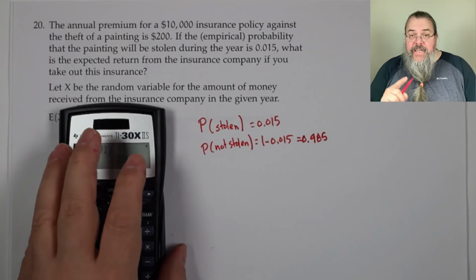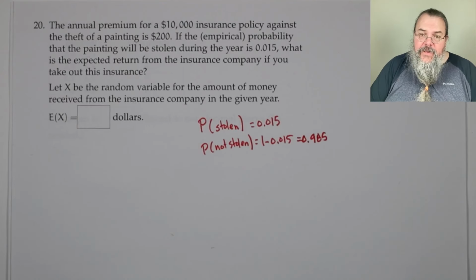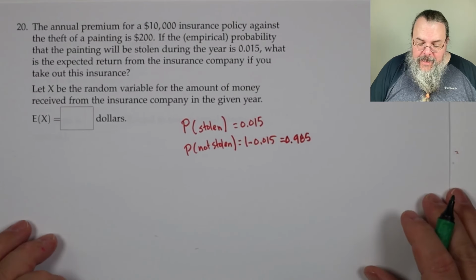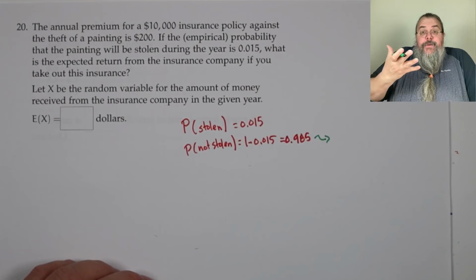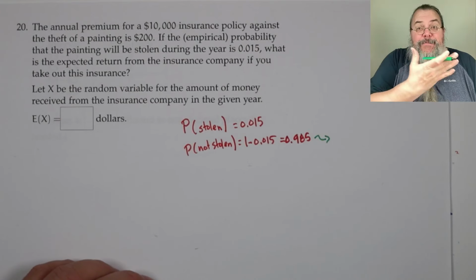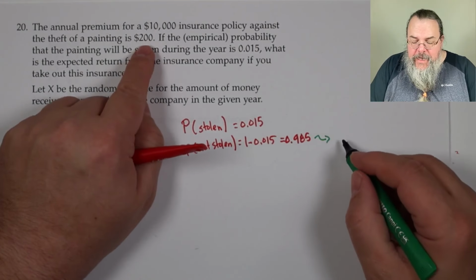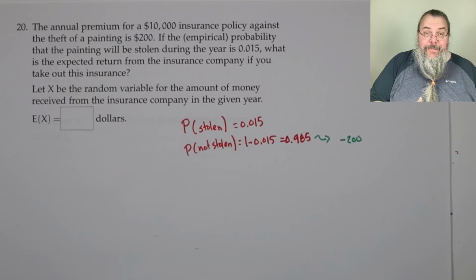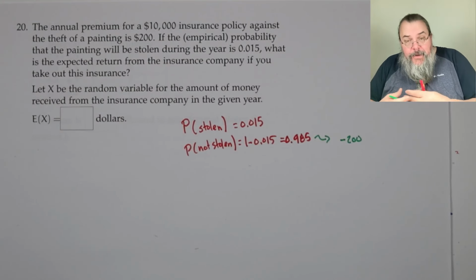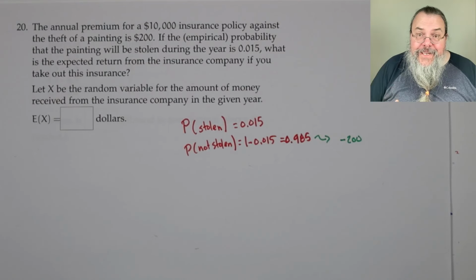Okay, but that's half the story. We also need to think about what happens. Now, if it's not stolen, how much do we get? Well, the answer is we don't get any money from the insurance company, but we paid them money. So what do we do? Well, it's going to be minus 200, that's our policy payment. So we had to make the policy payment, and we had to give them $200. We got nothing back because it didn't get stolen.